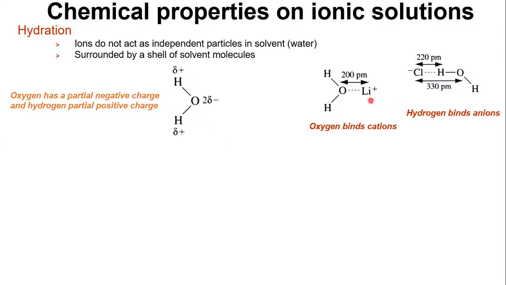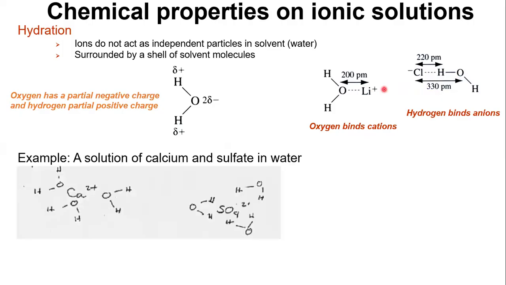Now, if there's a metal in the solution, the metal is coordinated, or the metal binds to the oxygen, because the oxygen is partially negative and the metal is partially positive. If there's an anion, the anion binds to the hydrogen, because the hydrogen is partially positive and the anion is negative. Right? So these are electrostatic attractions that occur in solution.